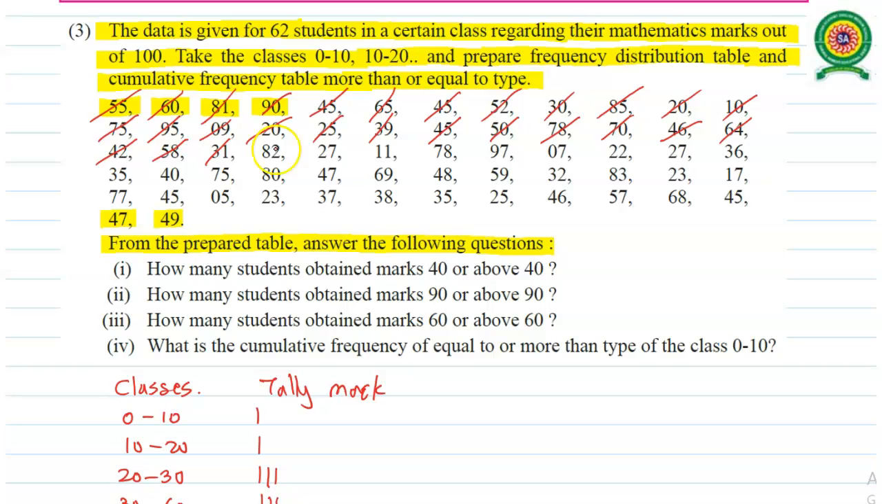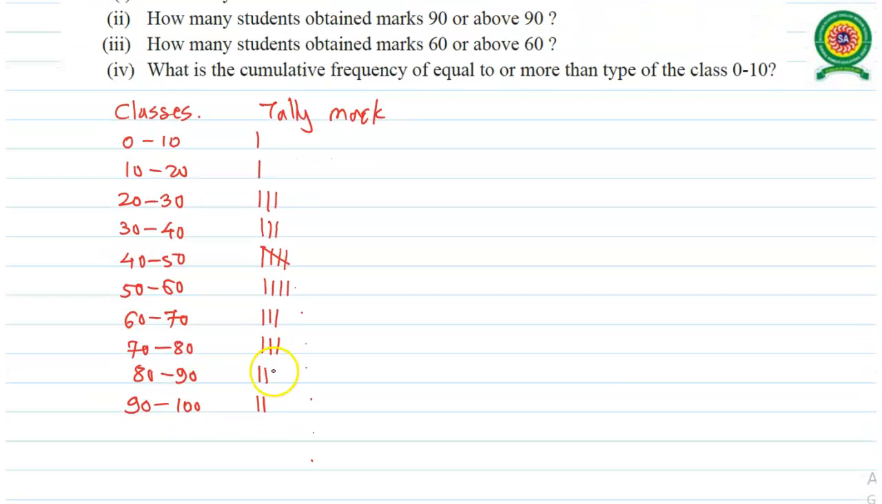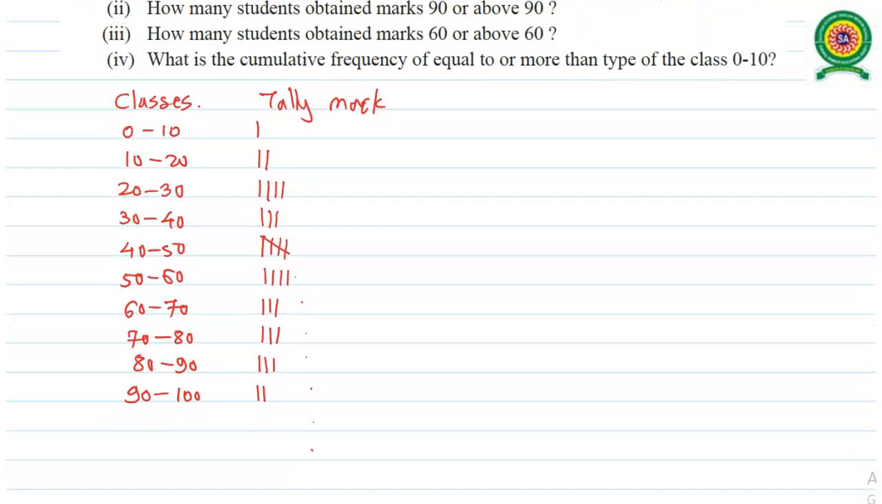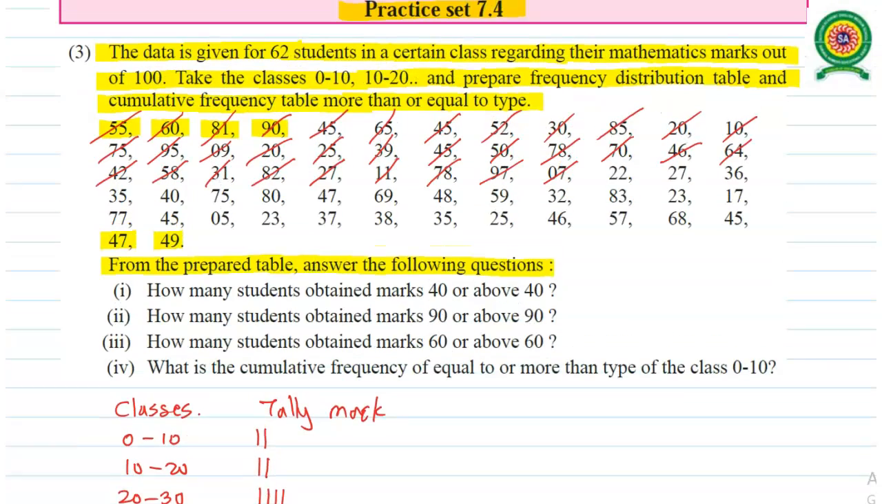After that we have now 82, 27, 11. So 82 comes in the class 80 to 90. Next to it we have 27, which comes in the class 20 to 30. And at last we have the 11. 11 comes in the class 10 to 20. Next to it 78, 97, 7. So 78 comes in the class 70 to 80. After that we have a 97, which comes in the class 90 to 100. And a 7 comes in the class 0 to 10.